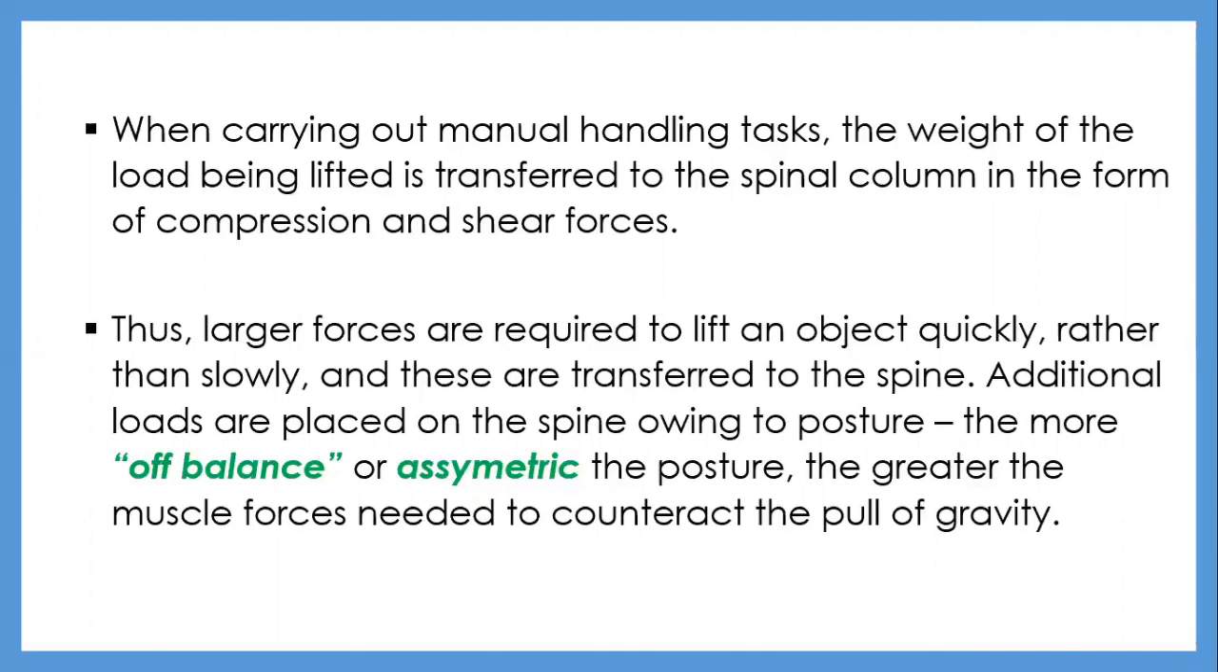Additional loads are placed on the spine owing to posture. So the more off balance or asymmetric the posture of an operator, the greater the muscle forces needed to counteract the pull of gravity. Combining accelerations of the trunk and the load with asymmetric postures introduces a requirement for high antagonistic contractions in the muscle groups around the trunk. One set of muscles acts to accelerate the load and another to maintain the integrity of the spinal column and control the acceleration and deceleration of the trunk itself. Therefore, the result of all these contractions and co-contractions is increased compression and shear on the vertebral motion segments.